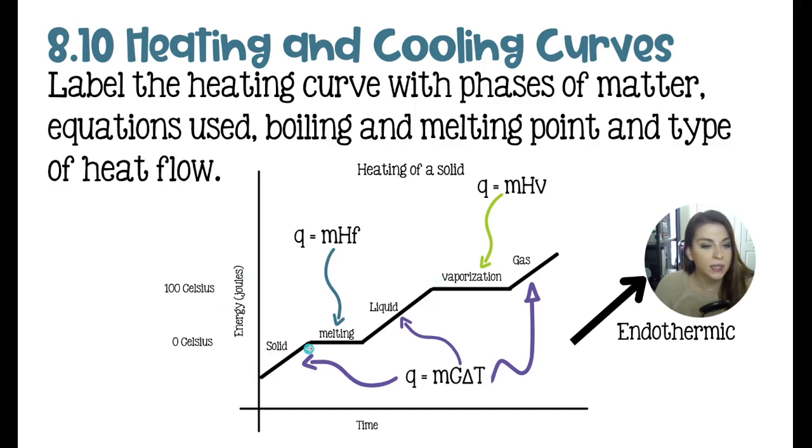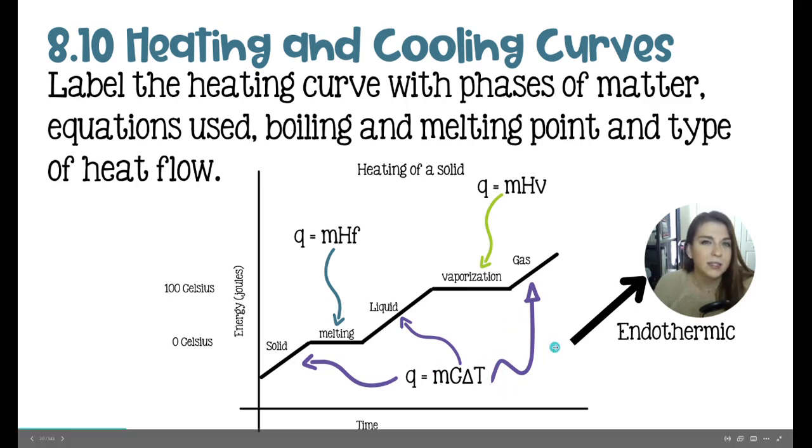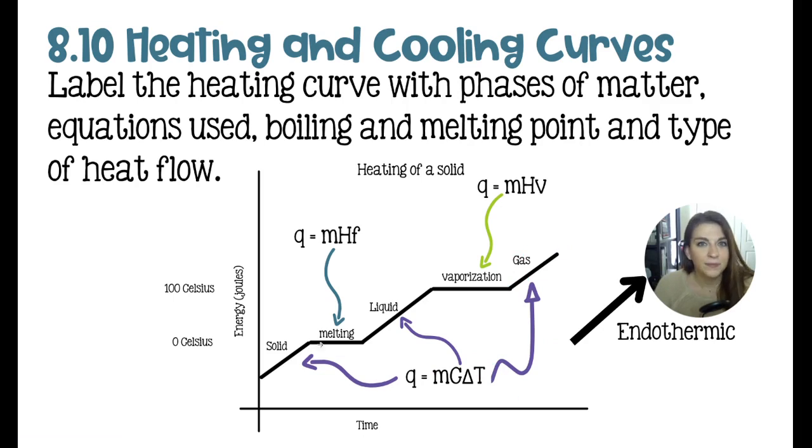So here we have the heating of a solid, the heating of a liquid, and the heating of a gas. In order to use heat equations there, the only heat equation you could use is Q equals mc delta T, because we have a change in temperature, not a change in phase. The flat parts of the graph represent phase changes, and because we are endothermically changing, adding energy here, we have the melting between solid and liquid, and for that we would use Q equals mHF. For water, this would be 0 degrees Celsius.